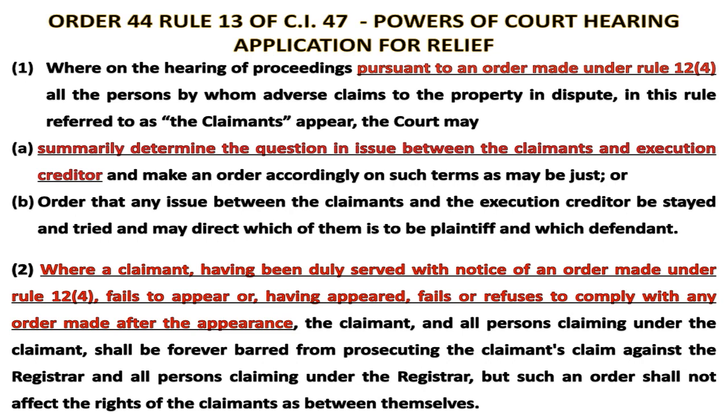Or (b) order that any issue between the claimants and the execution creditor be stayed and tried, and may direct which of them is to be plaintiff and which one is to be defendant. So you see, the court will give a date, and the court will summarily determine the question in issue between the claimant and the execution creditor. For example, the claimant is saying the vehicle belongs to the claimant. The court will have to resolve the issue between the claimant and the execution creditor summarily, so that we find out who the car belongs to, and we'll know whether we can go ahead with the execution or not.